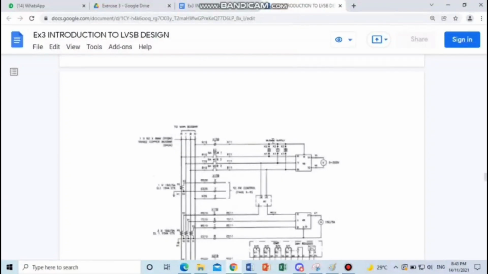Alright, so the last one is the outgoing bus bar. Alright, so that's all for the 7.3 schematic diagram.